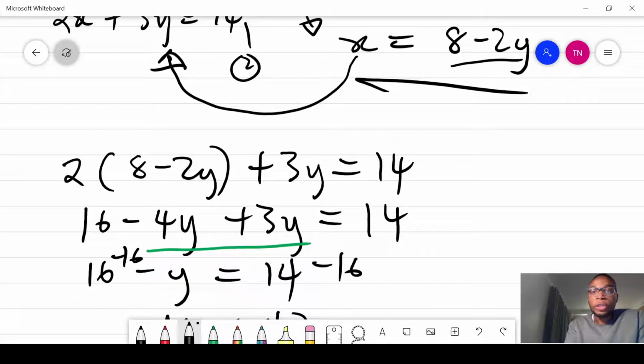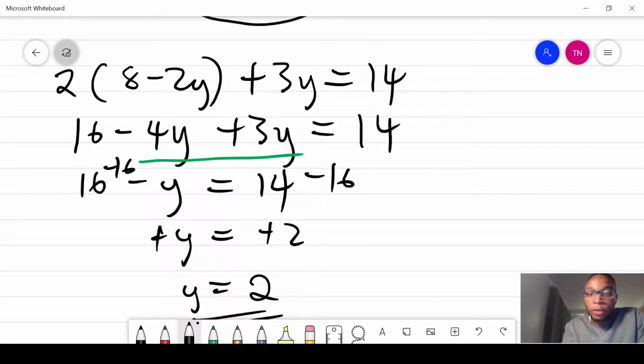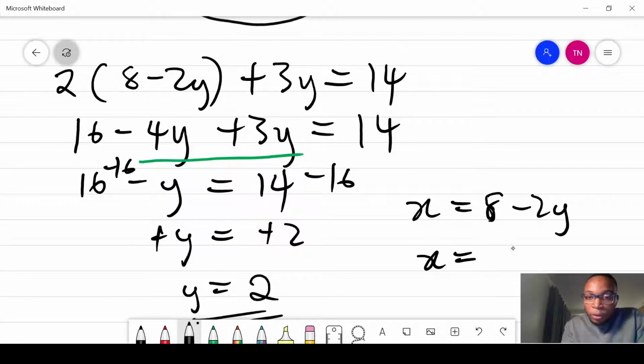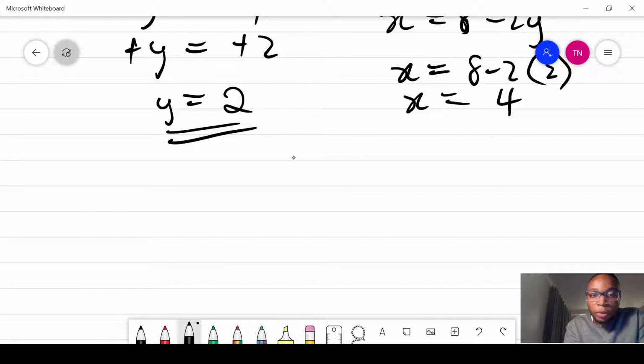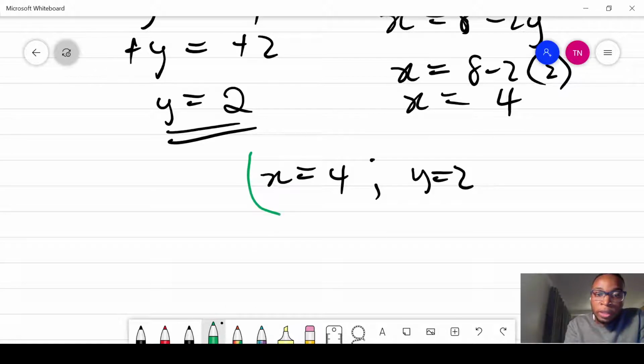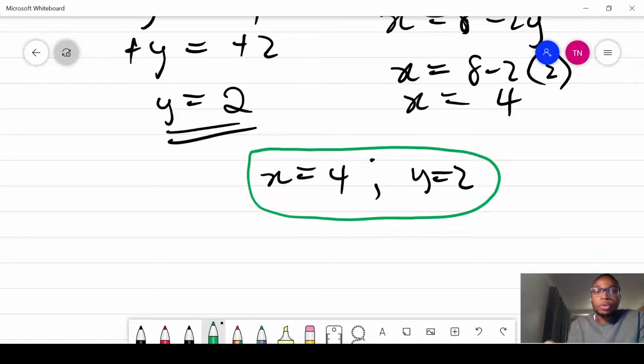Then we go back to the equation that we had earlier, x equals 8 minus 2y. So x is now equal to 8 minus 2 times y, which is 2. So x equals 4 here. 8 minus 4, that is 4. So the solution that we're going to have is x equals 4, y equals 2. So this here would be your solution.